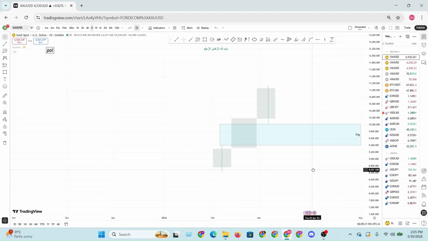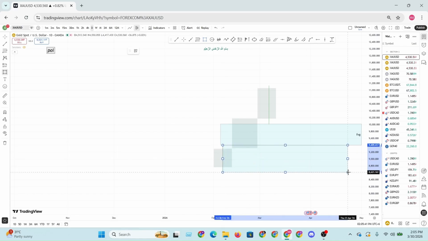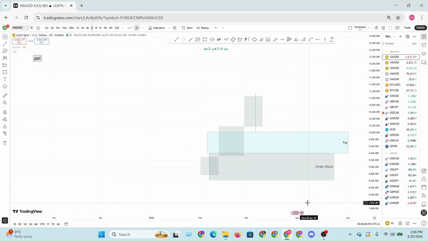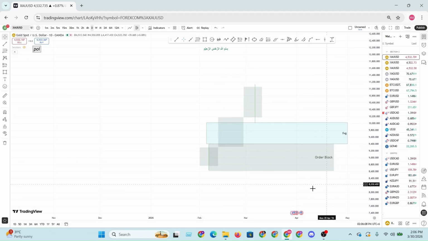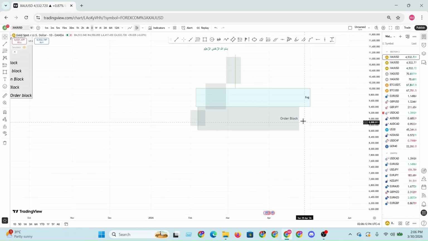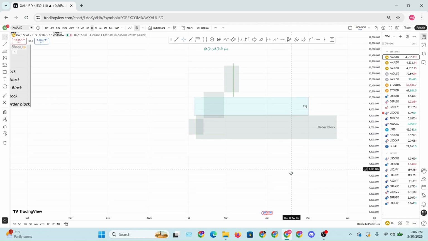Now let's see what is order block. The order block is the previous candle, the first candle, which we call the order block. Okay, the first candle is the order block. Now let's see an example.